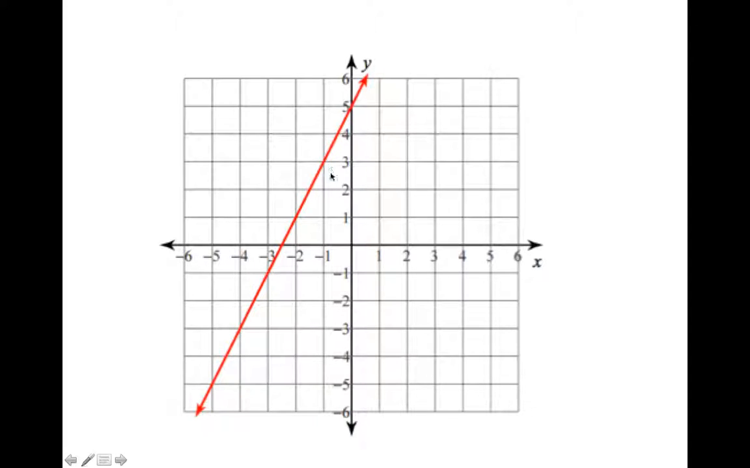So far in algebra, we've been talking about lines, straight lines. So here's just an example of a straight line. And we've been talking a lot about slope. And so let's talk about slope for a second of this line. If I say, okay, class, what's the slope of this line? All of you should come up with the same answer, right?